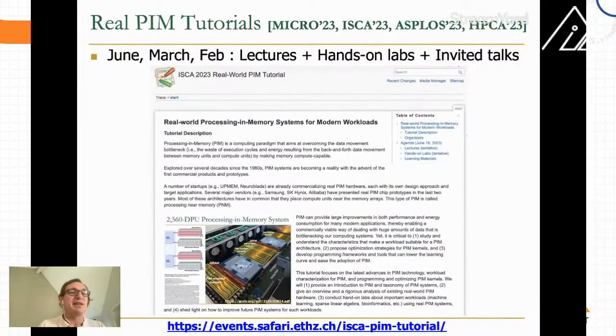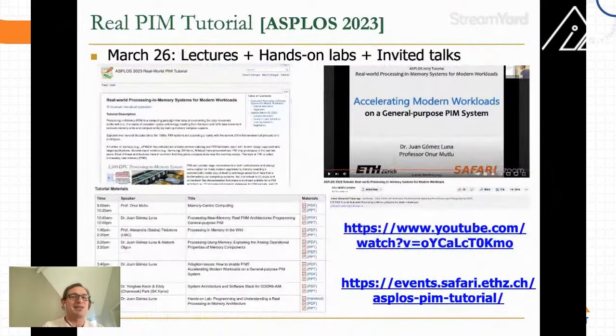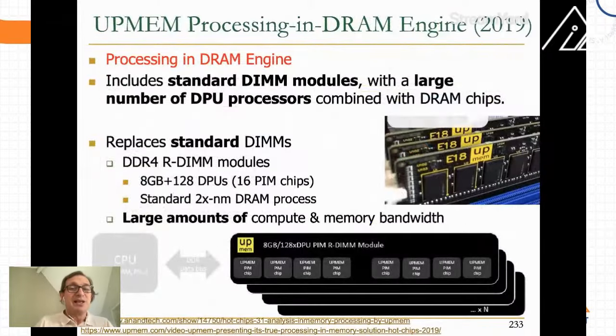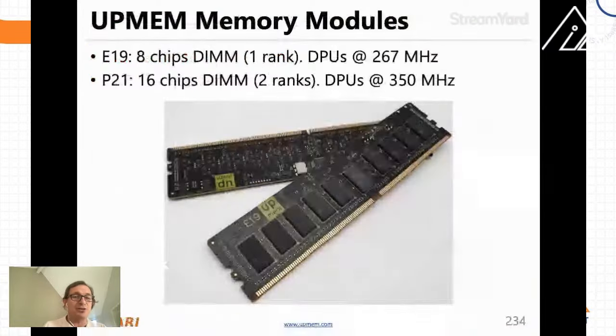Again, if you're interested in real processing in memory, we have a bunch of tutorials that I will mention over here again. Let me talk a little bit about the UPMEM startup, which is the first company that has come up with these DRAM chips. And these DRAM chips have processors inside them, basically. These are standard modules that you can plug in to a processor. You can buy it also, et cetera, from them.